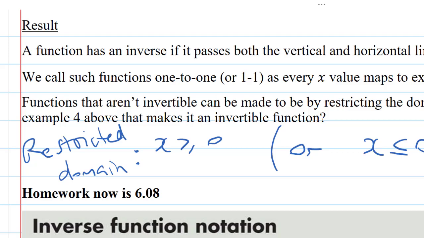Wait, is that homework? Doesn't it cross twice, if I was doing the vertical line just now? Yeah, it crosses twice, but that's because the bottom's gone. You don't include the original function. Oh, okay, yeah.